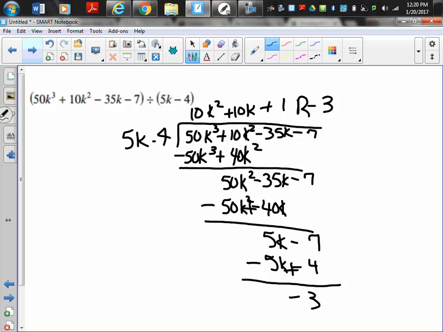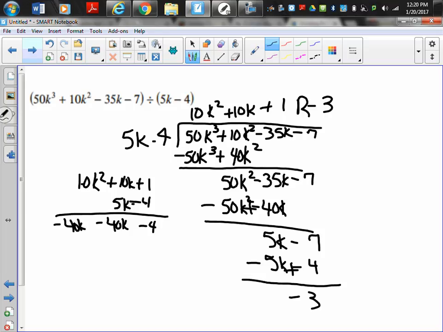So to check it, you multiply 10k squared plus 10k plus 1 times 5k minus 4. Negative 4 times 1 is negative 4. Negative 4 times 10k is negative 40k. Negative 4 times 10k squared is negative 40k squared. 5 times 1 is 5k. 5 times 10 is 50k squared.